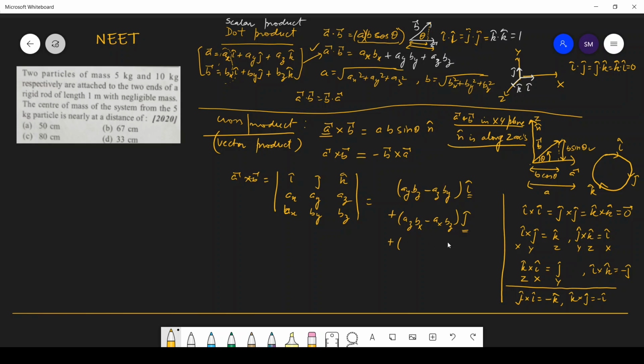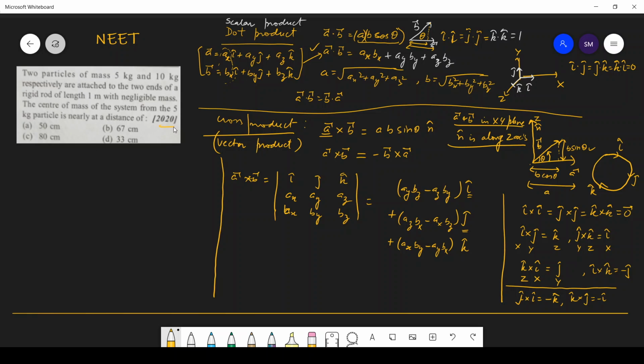and then for k cap you will get, now hide the k cap. So after k comes i and then i to j. So i to j means ax by minus ay bx. This is how, so this is the determinant form and how you can write it down. So these are the products, and now center of mass.